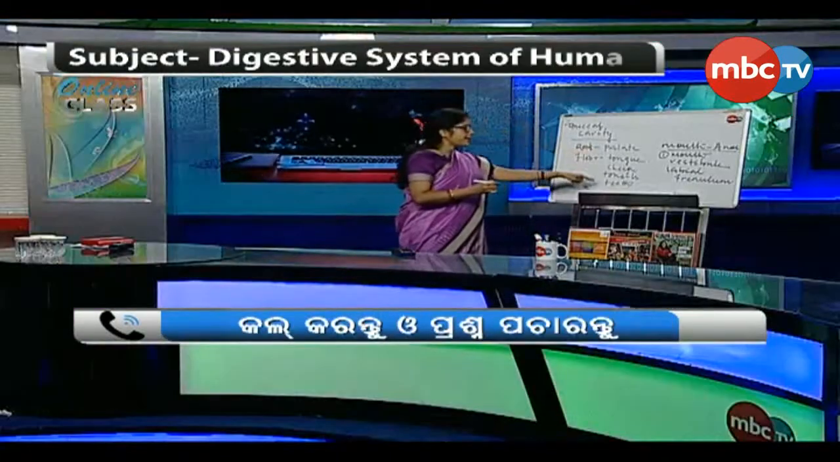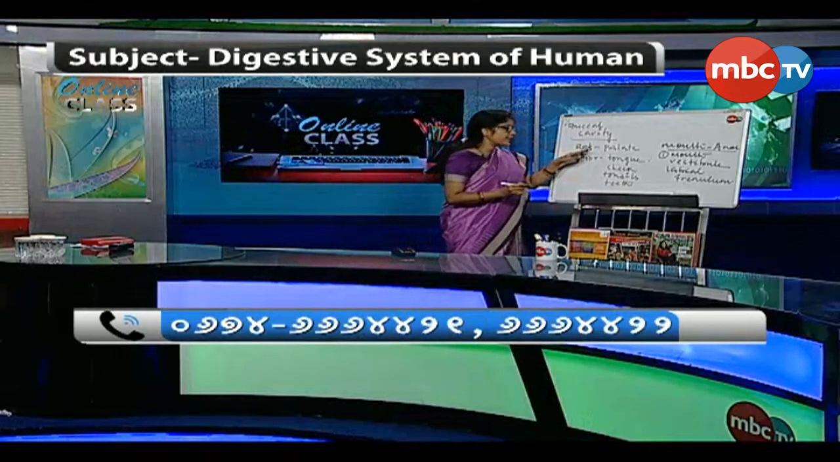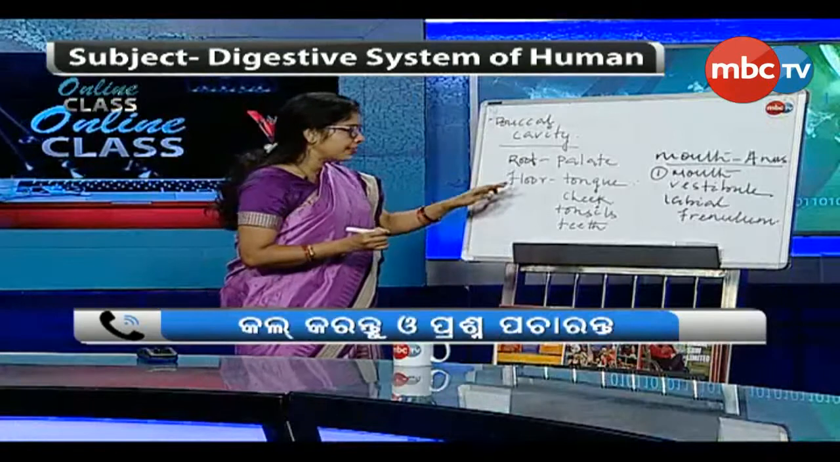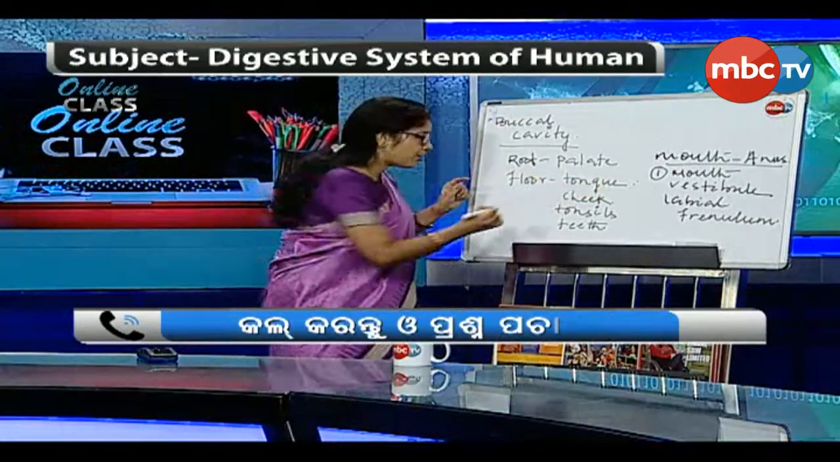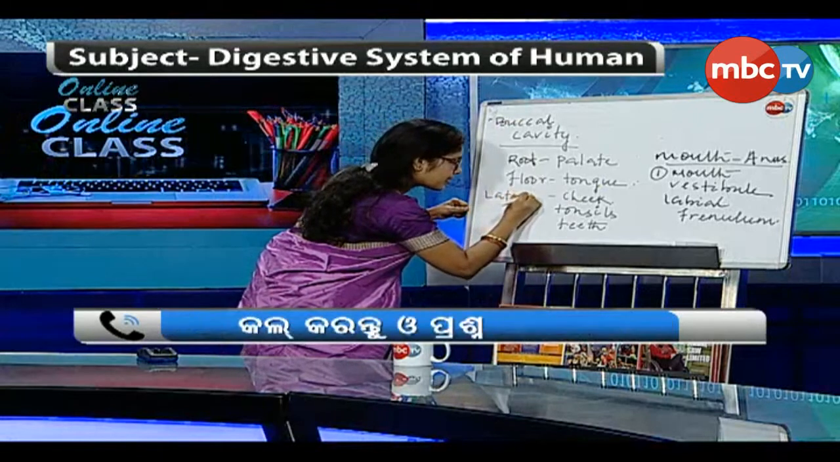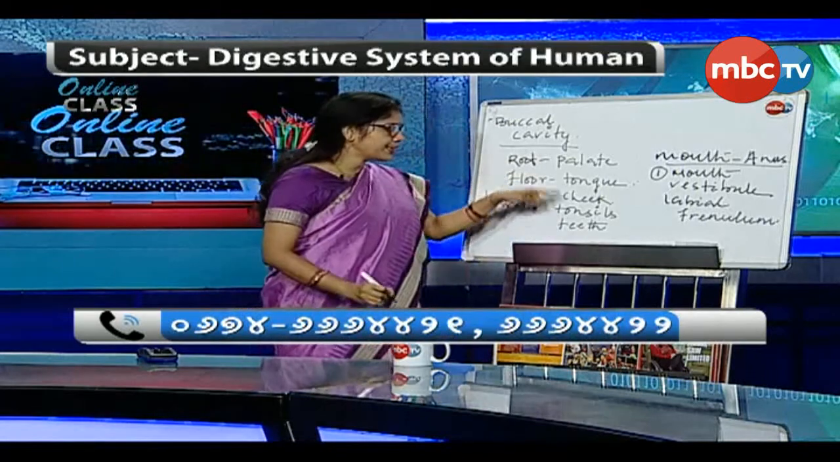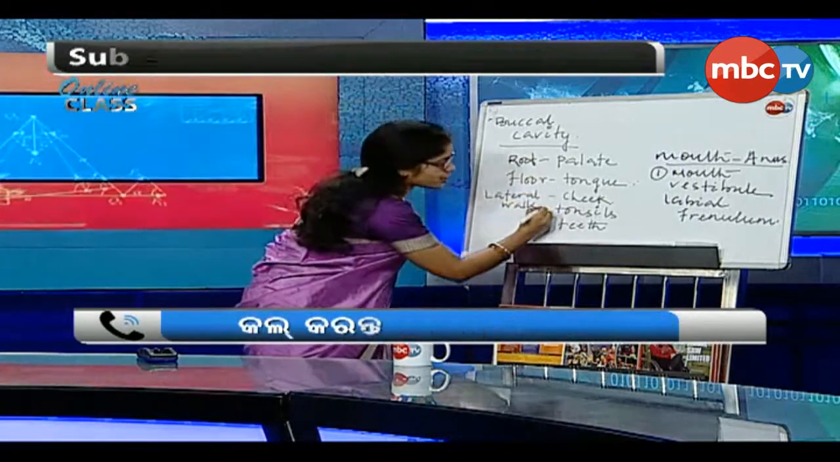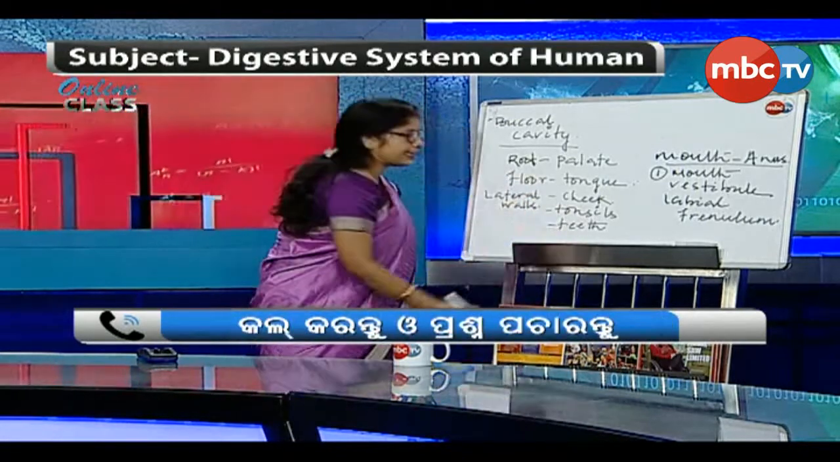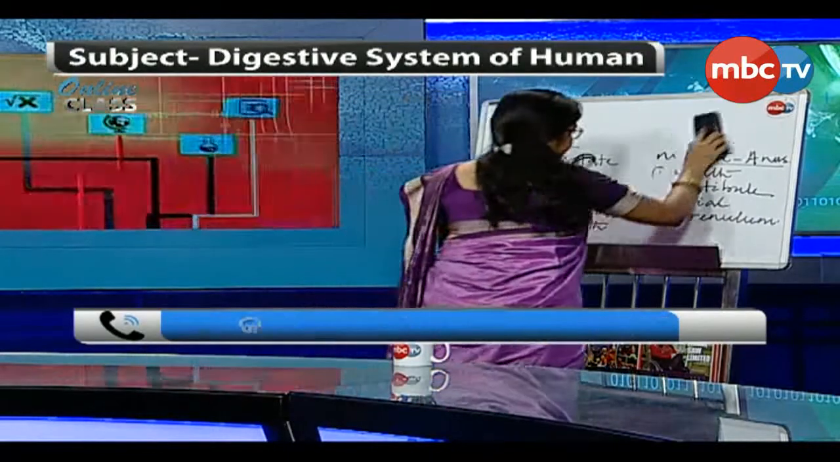So, these are the different structures present within the buccal cavity, where the roof is formed by the palate, the floor is formed by the tongue, the cheek forms the lateral walls, and along with these, there is also the presence of tonsils and teeth. These are the structures which are present within the buccal cavity.